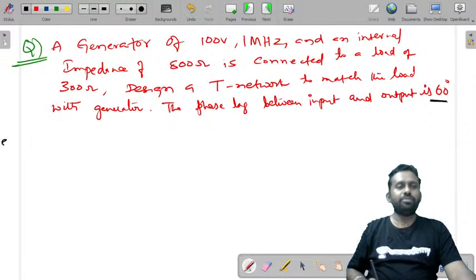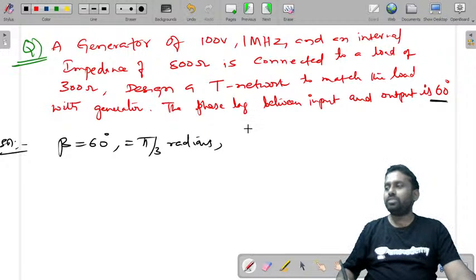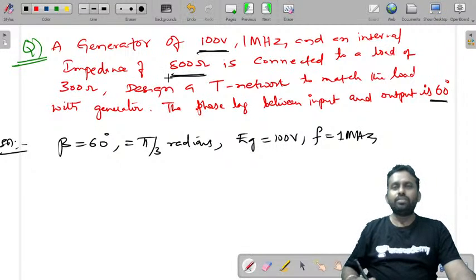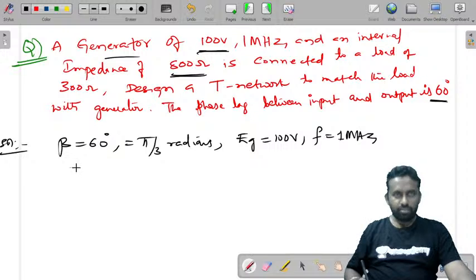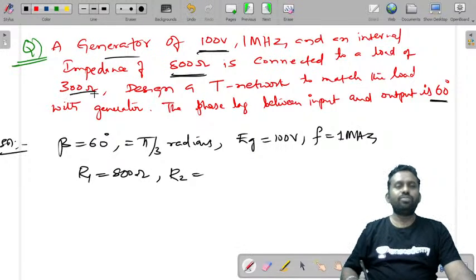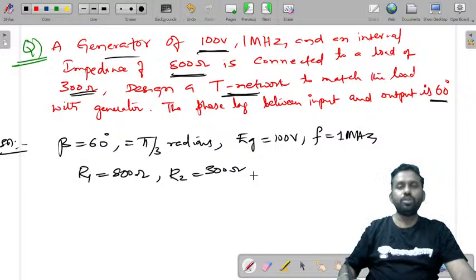First let us write this beta value. So beta is given as 60 degrees, or pi by 3 radians, and it is also given Eg is equal to 100 volts and frequency is 1 megahertz. The generator has an internal impedance, that is R1 is equal to 800 ohms, and it is connected to a load of 300 ohms. This is the R2 value, right? So design a T attenuator. So let's try to design that.